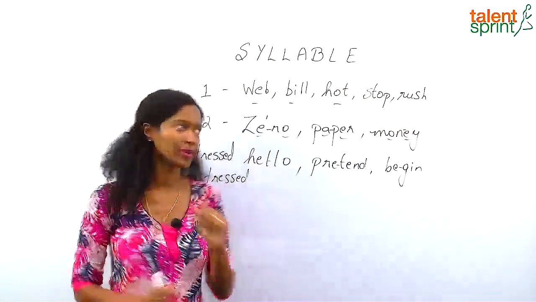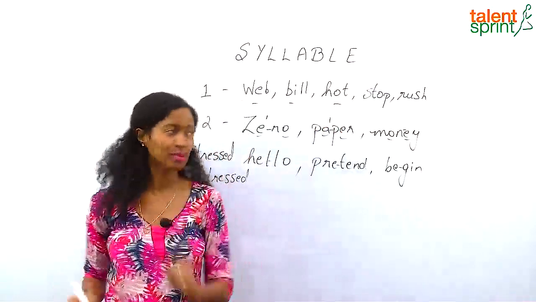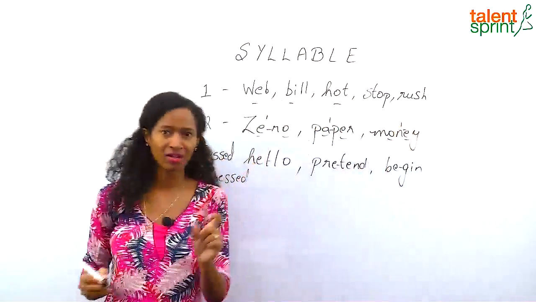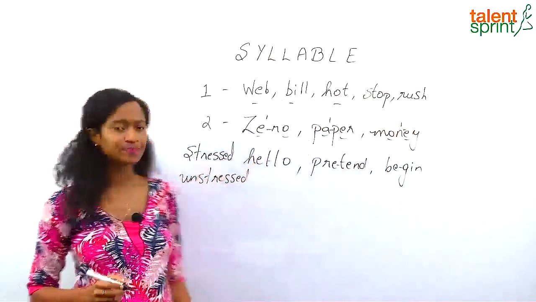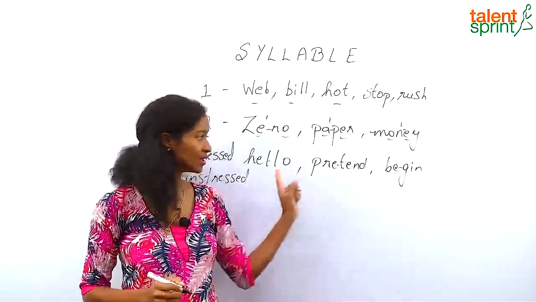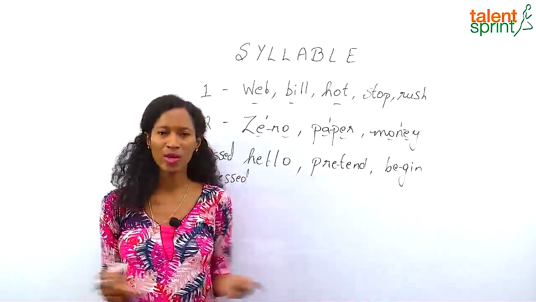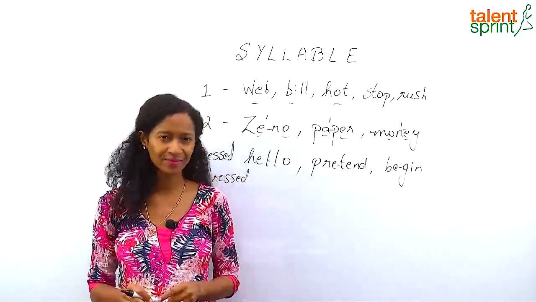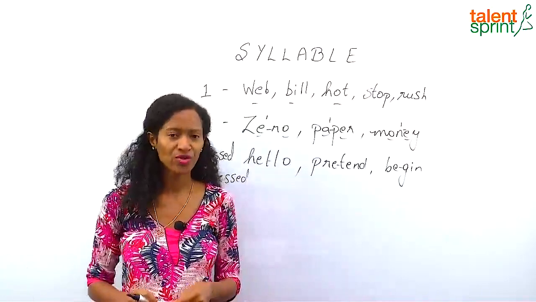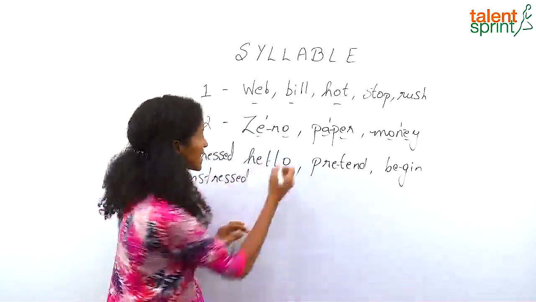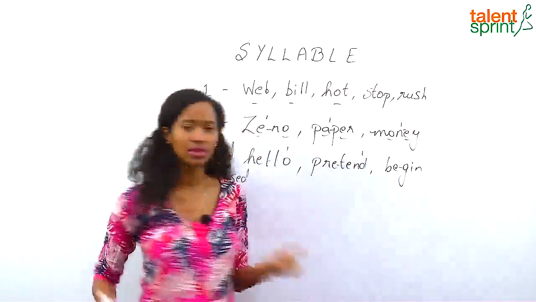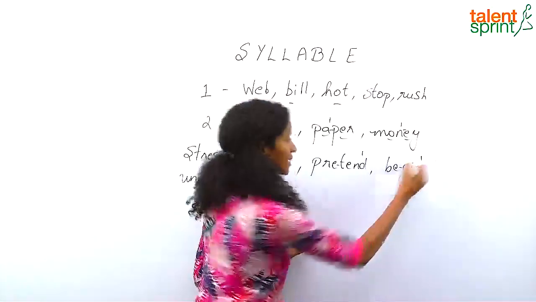What about paper? Paper, stress is on the first syllable. Money, stress is on the first syllable. M-O-N, money. What about these words? Hello, where's the stress? Hello, pretend, begin. Where's the stress? Can you guess? Say the words out loud. You've said hello so many times. Where do you stress? Hello, second syllable. Pretend, second syllable. Begin, second syllable.